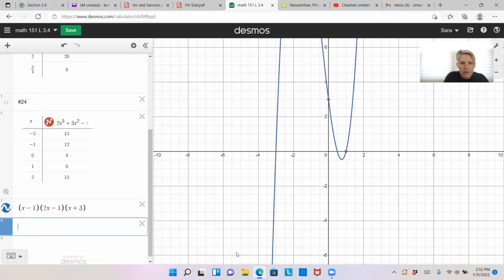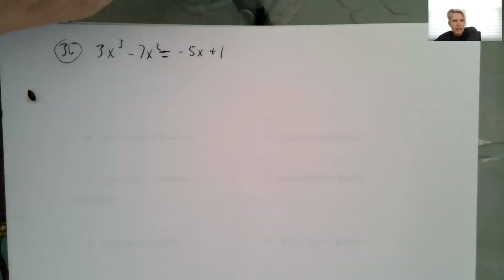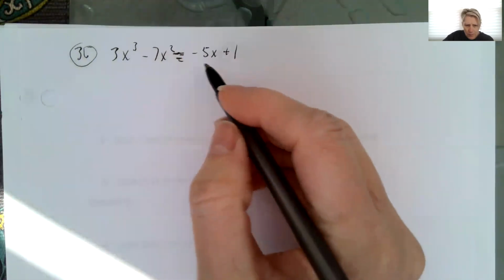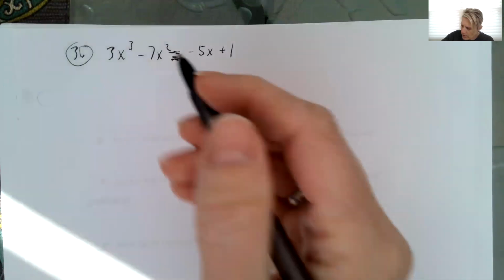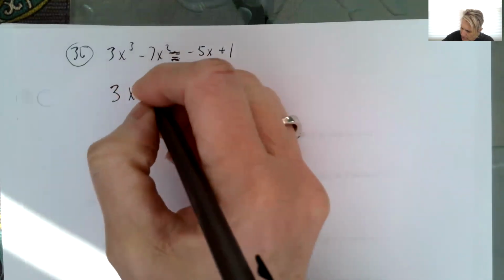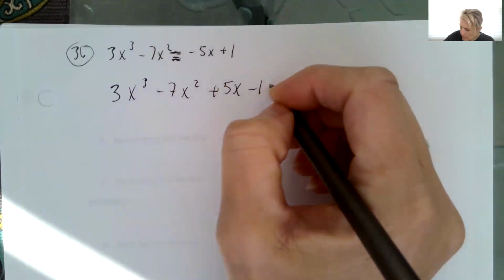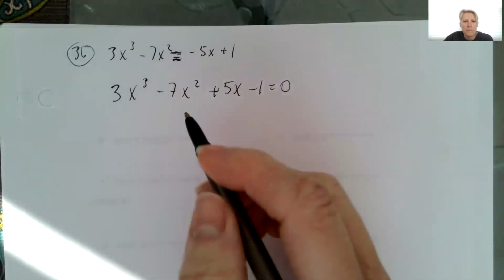Okay, so let's try one last one here. We're really cruising along in chapter 3. 36 is the last one that I'd like to look at. It says, find all real solutions of the polynomial equation. Okay, so for us to apply any of our strategies, it all has to be equal to 0. So 3x cubed minus 7x squared plus 5x minus 1 equals 0.